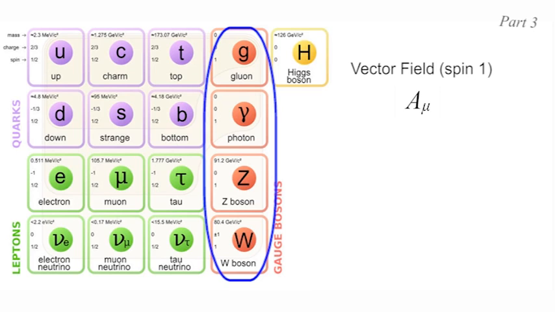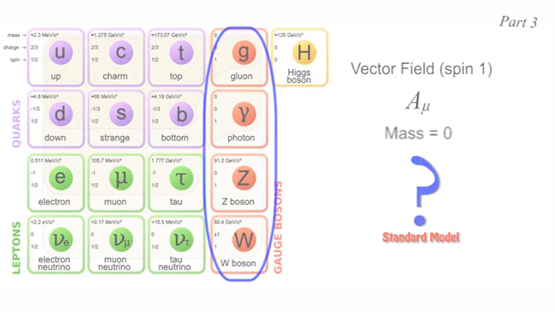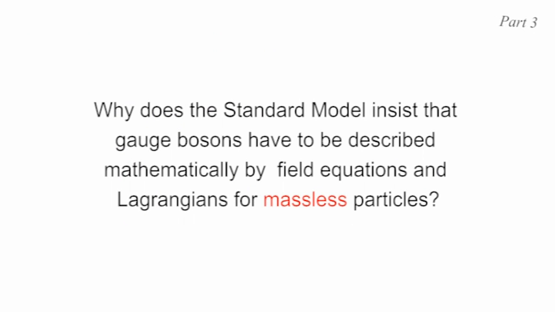I have said that the Standard Model insists that all the particles excited from these fields must have zero mass, even though we know from experiment that the W and Z don't have zero mass. So why does the Standard Model insist on this zero mass requirement for all the gauge bosons? Here's my question. Why does the Standard Model insist that gauge bosons have to be described mathematically by field equations and Lagrangians for massless particles?